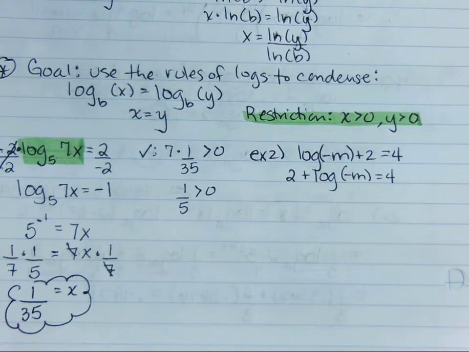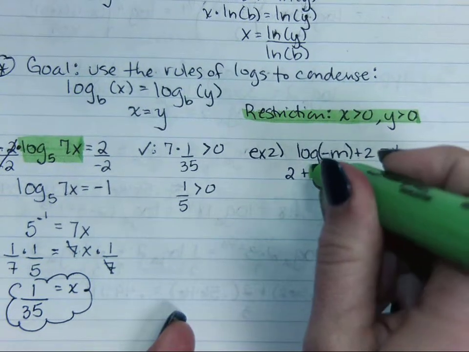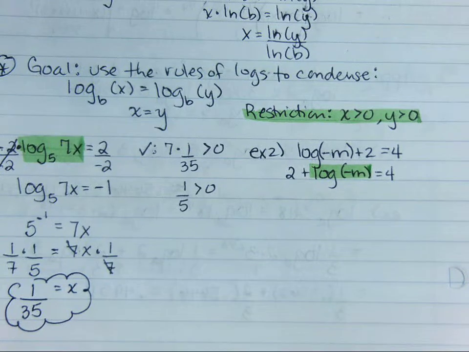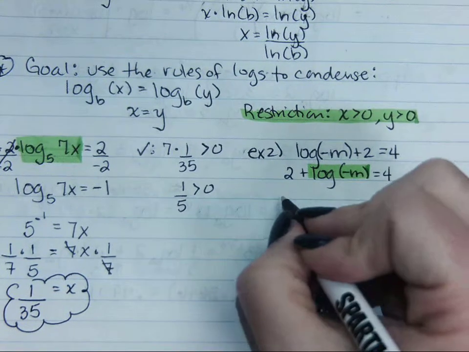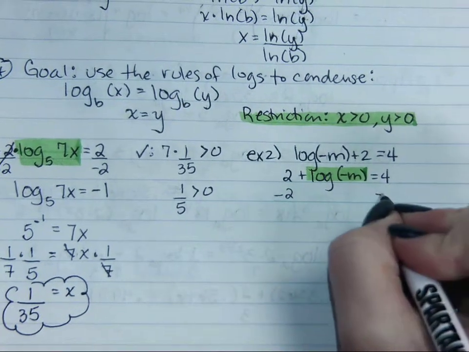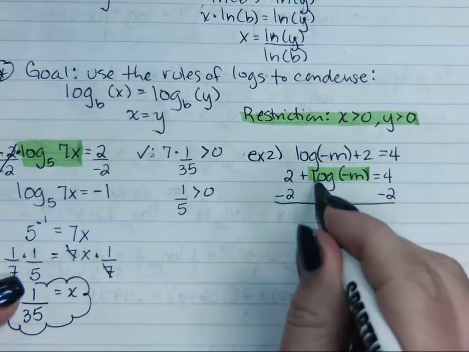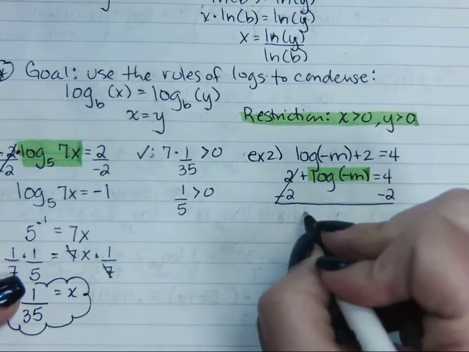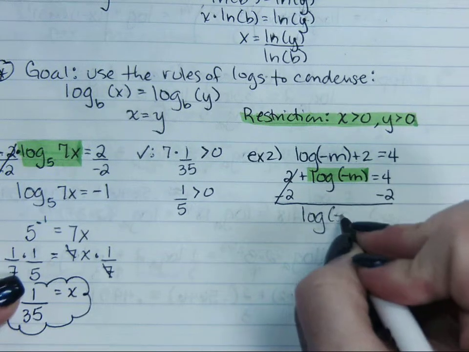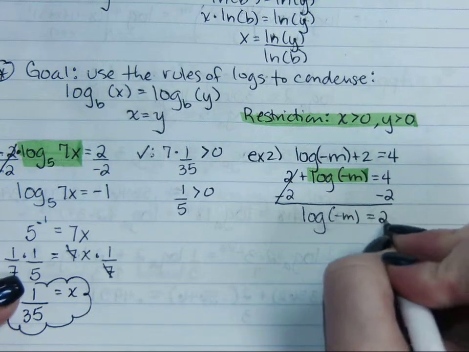So I can rewrite this using my commutative property of addition. And again, I need to isolate this logarithm, which means that in this example, I now need to subtract 2 from both sides. And again, that's not going to affect my logarithm at all. So I have log of -m equals 2.